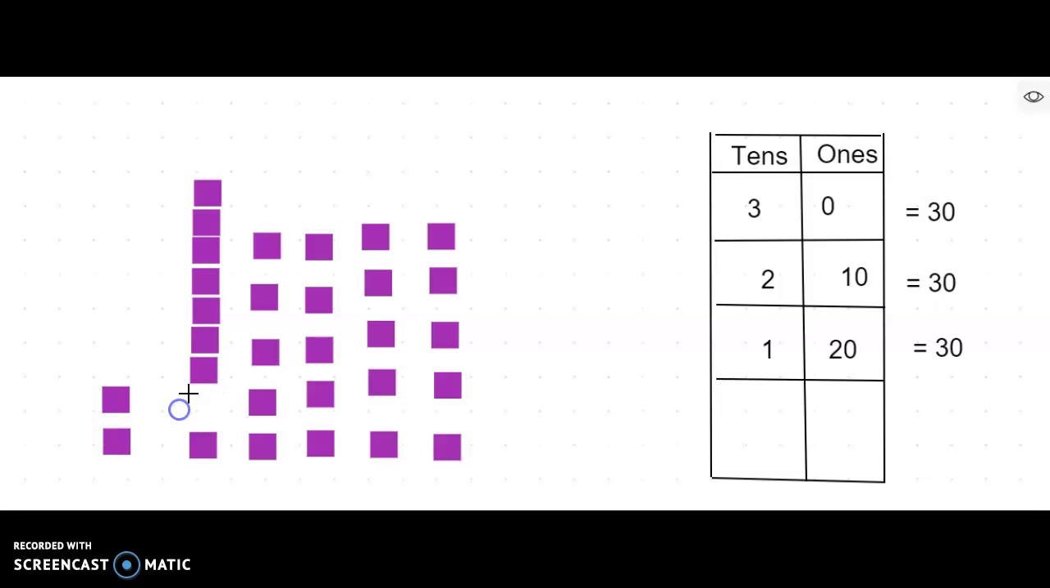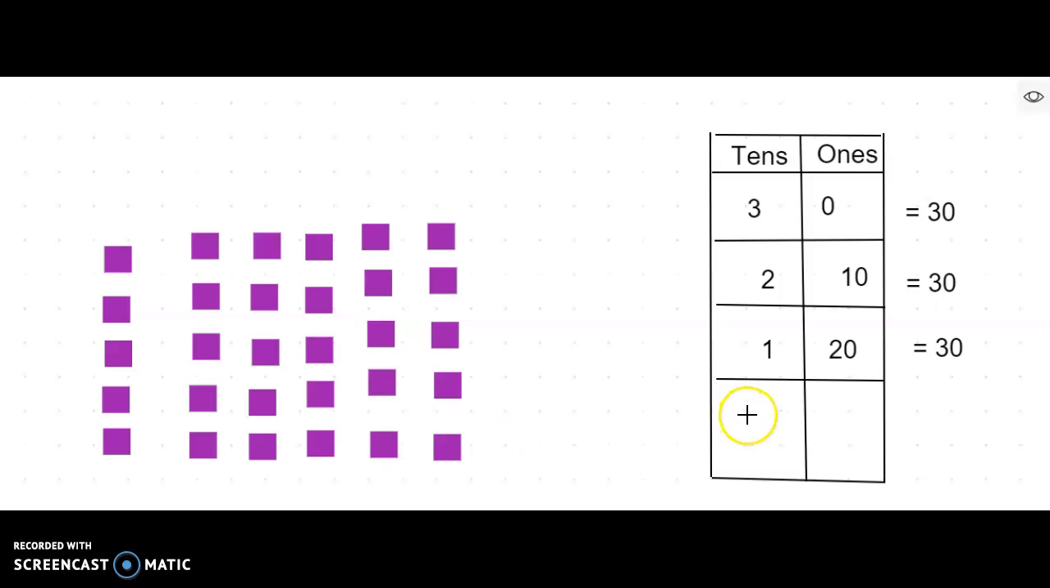Whoop, move that up a little bit. 4, 5, 6, 7, 8, 9, 10. So now how many bundles or groups of 10 do I have?